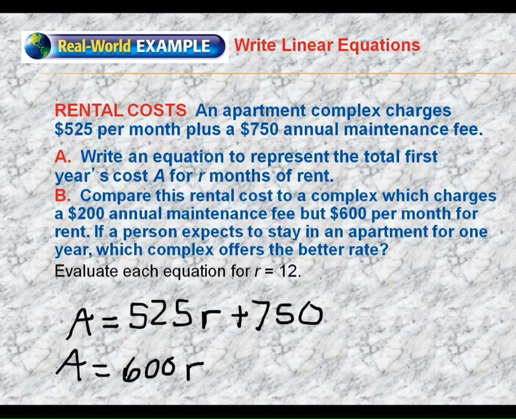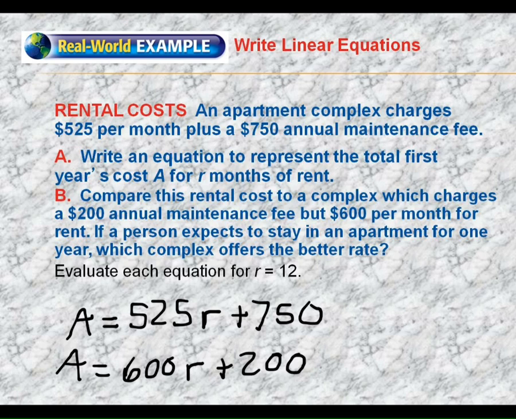Now the other one says there's another apartment complex that has $600 per month plus a $200 fee for a year. And I can represent it with this equation. The question is, which of these is more expensive after 12 months? How can I find that now that I have these two equations? I want to find which charges more after 12 months.